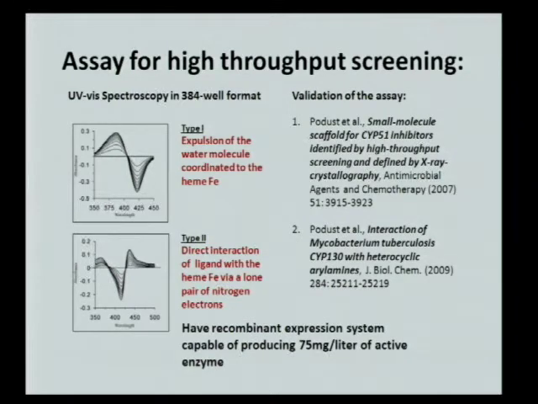For screening of Trypanosoma cruzi CYP51, we spent lots of time in the cold room trying to prepare the recombinant protein. So now we have an excellent expression system, an E. coli expression system. We can produce 75 milligrams of purified protein per liter of bacterial culture, and this enzyme is catalytically active and crystallizable.